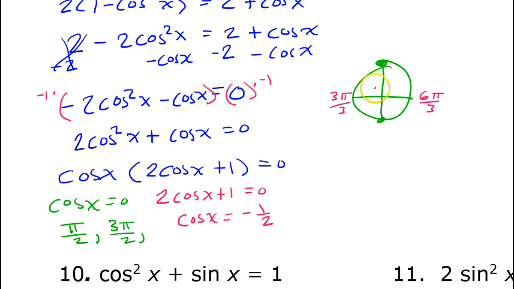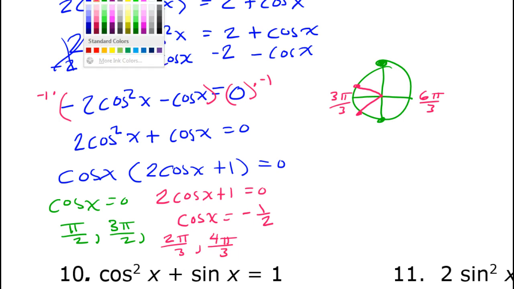We want cosine to be negative, so that means it needs to be in the second or third quadrant, here and here. That's before and after 3 pi over 3. So that's going to be 2 pi over 3 and 4 pi over 3. So those are the 4 answers.